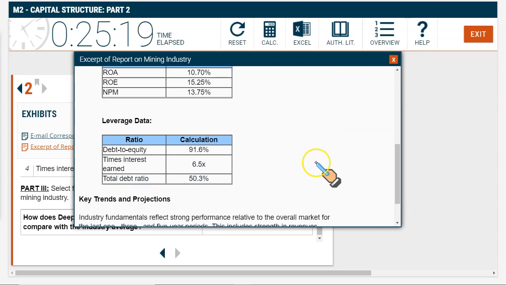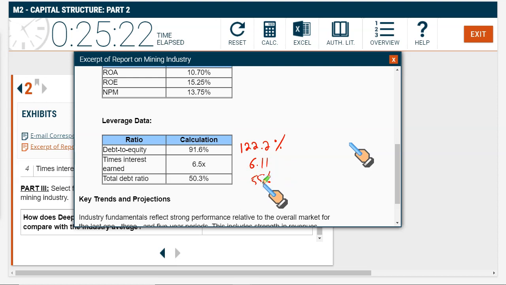Now debt to equity ratio for the industry is 91.6%, but I hope you remember, you can just scroll up and see our number was 122.2%. Then times interest earned, and we just calculated it 6.11 times. And lastly, the total debt ratio. The total debt ratio was 55%. We just calculated it a little while ago.